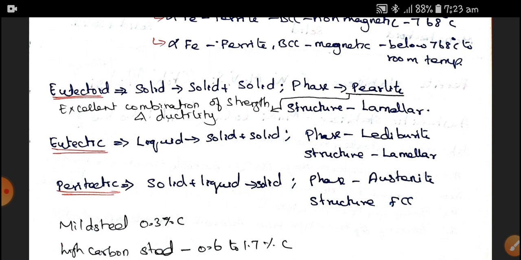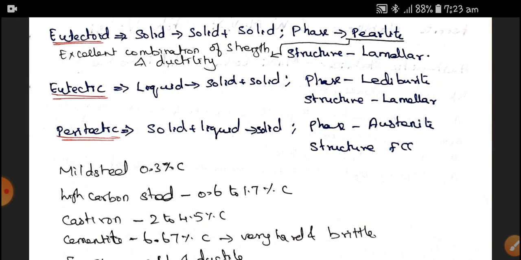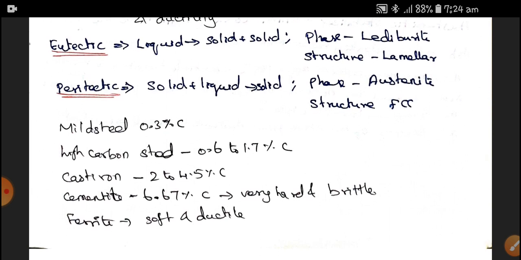The plain carbon steels: mild steel having a carbon percentage of up to 0.3, and high carbon steel is in the form of 0.6 to 1.7 percent carbon, and medium carbon steel is 0.3 to 0.6 percent carbon. Mild steel, we know, is a low carbon steel. Cast iron has 2 to 4.5 percent carbon, and cementite has 6.67 percent carbon. It is very hard and brittle. Ferrite is in the form of 0 to 0.025 percent carbon, and it is soft and ductile.